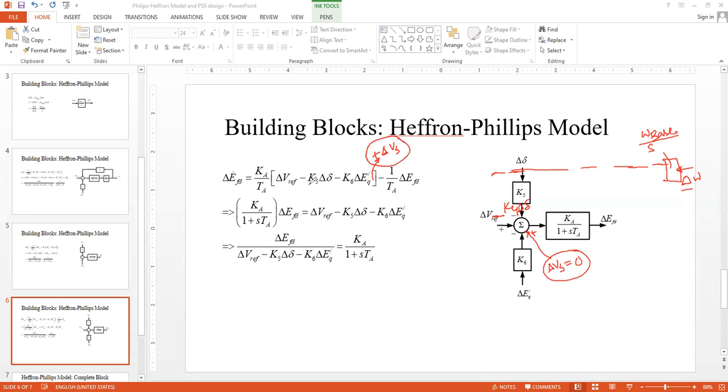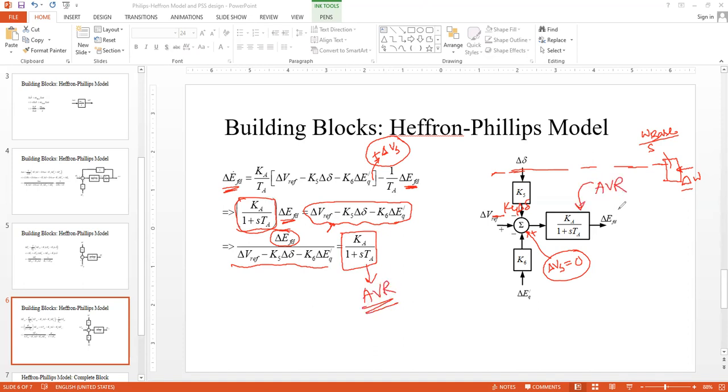So we have del Vref minus K5 del delta minus K6 del Eq prime minus 1 upon TA delta EFD. If we simplify it again by taking it as S into delta EFD, you have some EFD delta EFD on this side. So you bring them together on one side, and this is left on the right hand side. So then you take delta EFD as the output, this whole thing as the input to the transfer function block. So you are left with the exciter block. This is nothing but your AVR transfer function, which will give you the delta EFD as the output, and these things are the input.